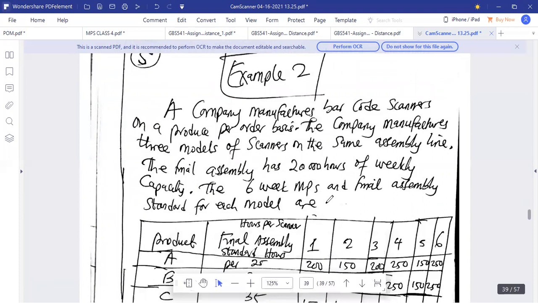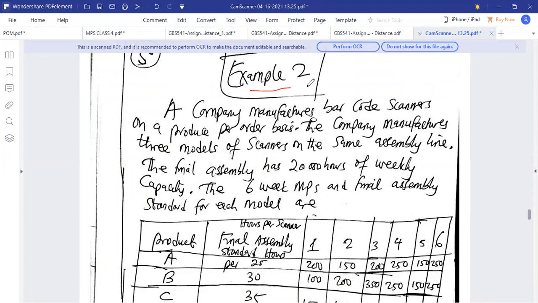So a company manufactures barcode scanners. This is also coming from the pamphlet. All these questions came from the pamphlet and even from previous past papers, as we revise, you'll be able to see. So the company manufactures barcode scanners on a per order basis. They are producing as per order. If there's no order, they cannot produce.